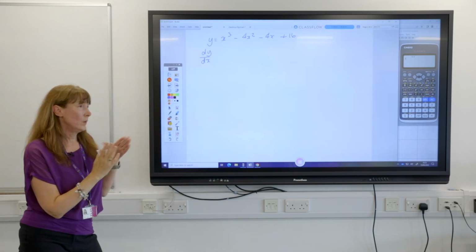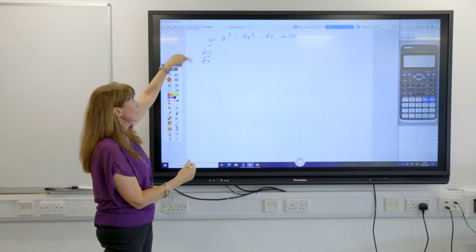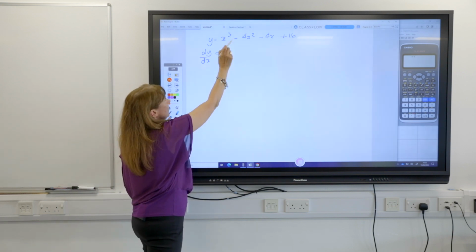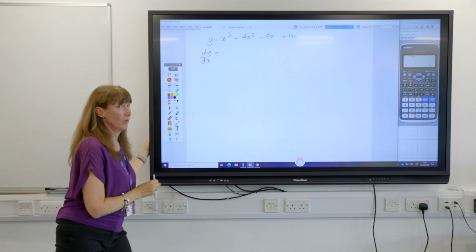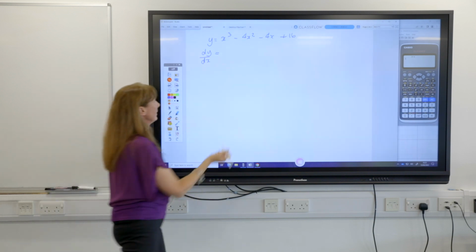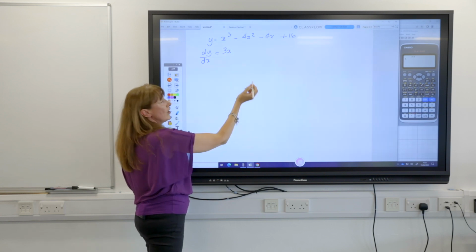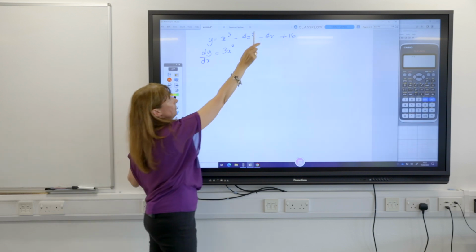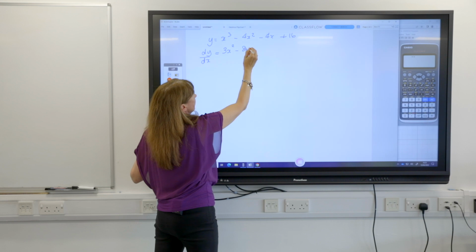If you remember working out the gradient of a straight line, it's change in y over change in x, which we would write as dy by dx. We take the power and we multiply by the power and then take 1 off the power. So that's a quick and simple way of differentiating. So we're multiplying by 3, so 1 times 3 is 3. Take 1 off the power and it becomes a power of 2. Here we've got a power of 2 times minus 4. So we've got minus 8.